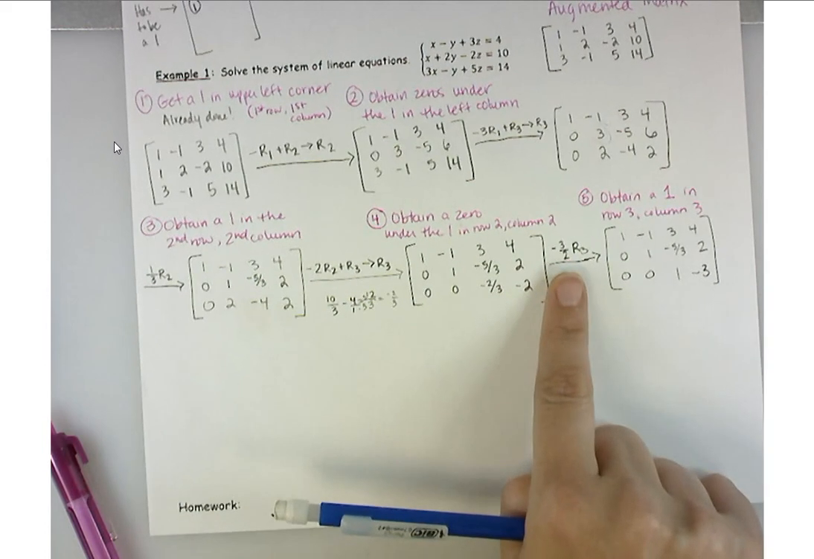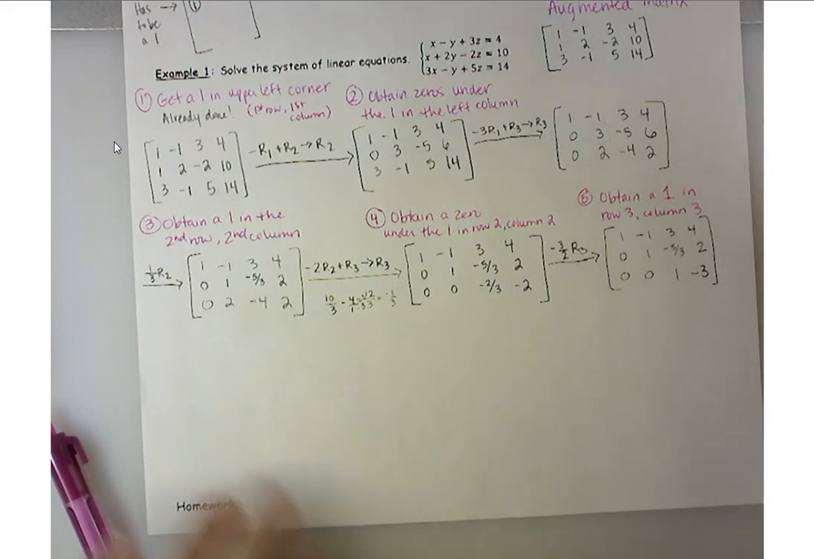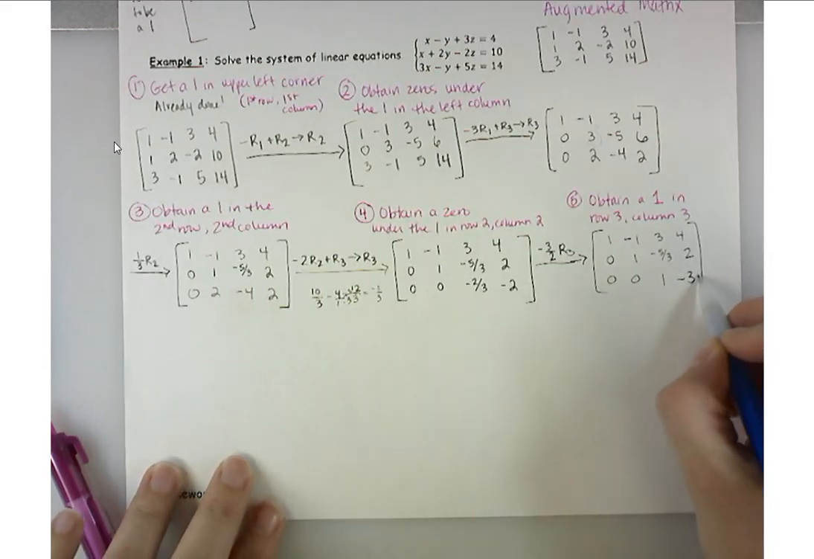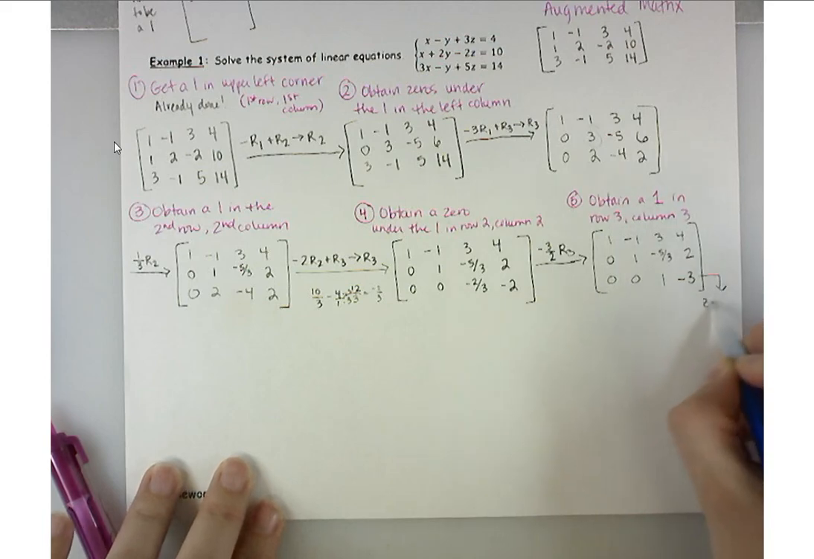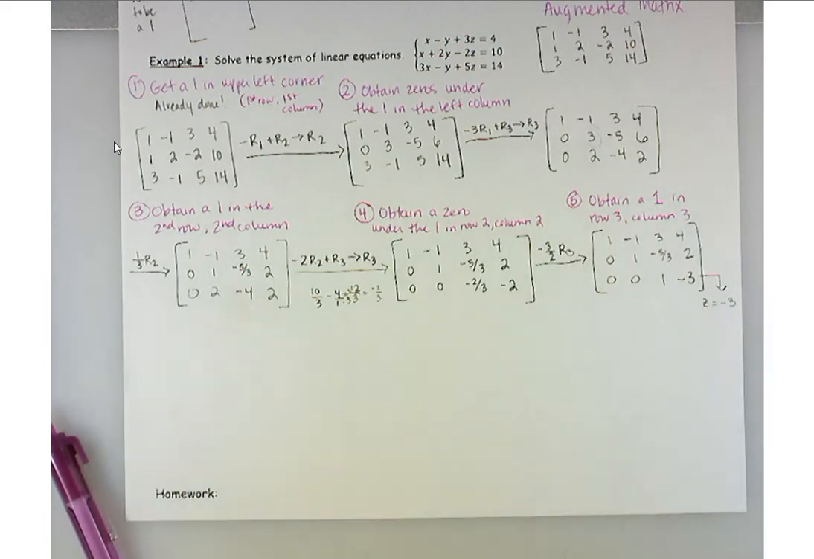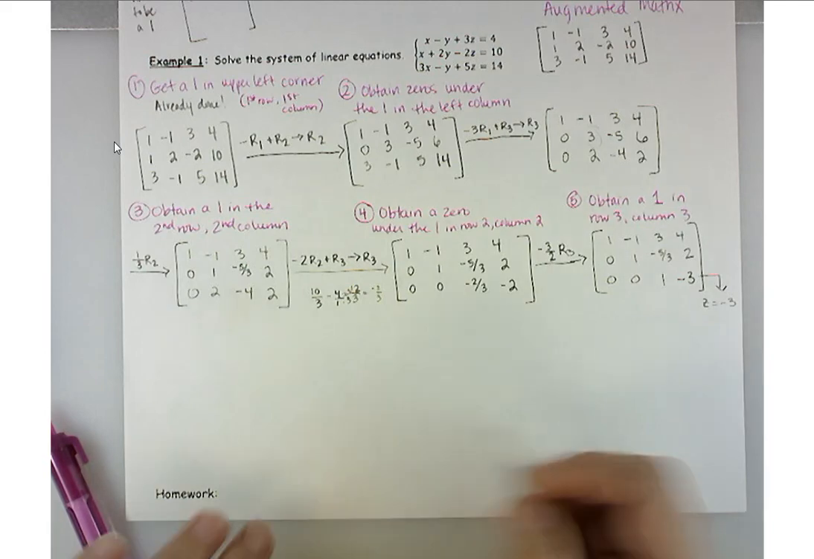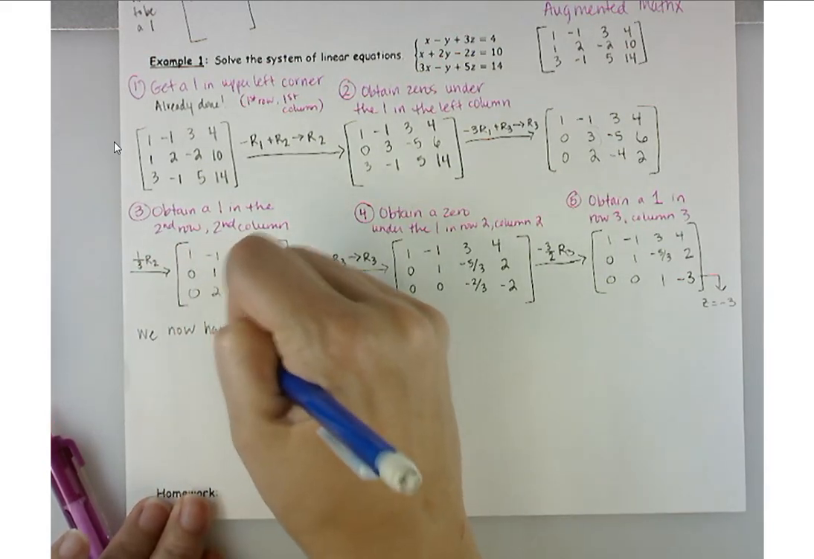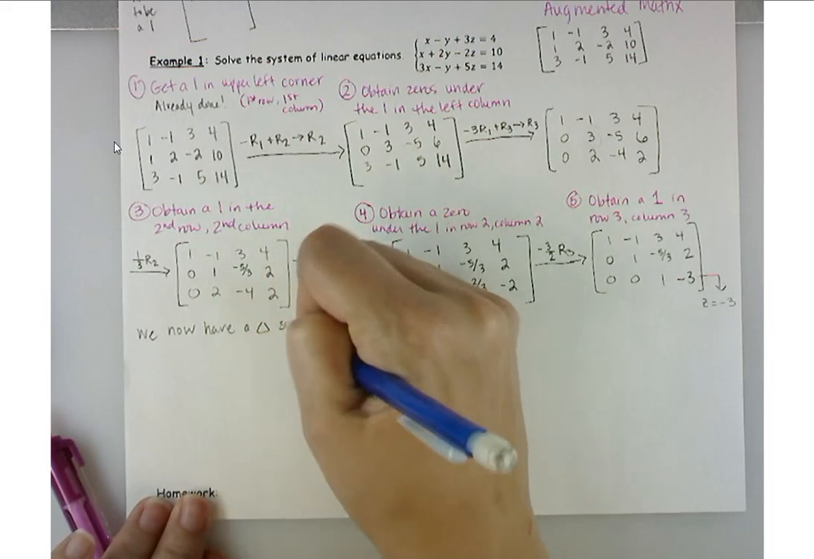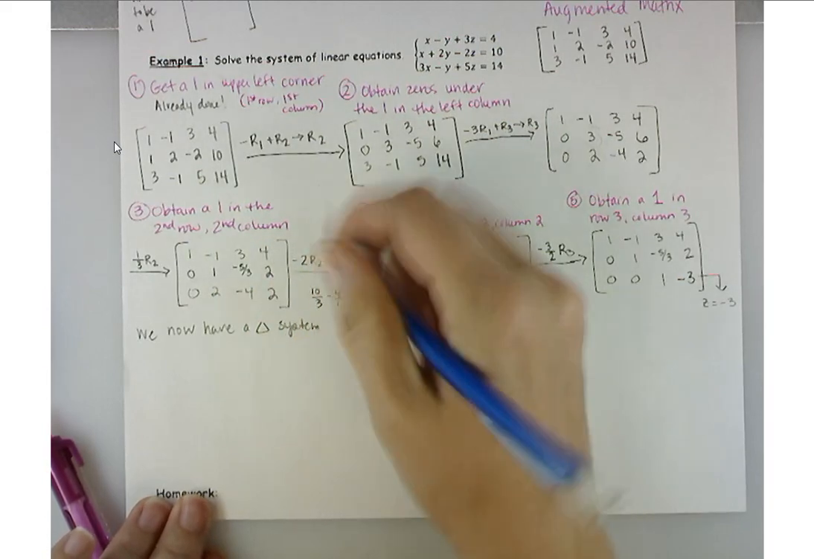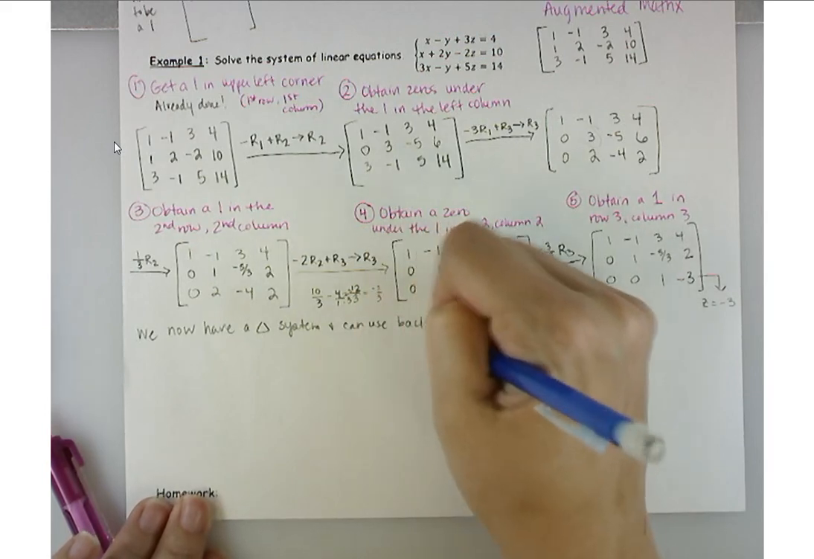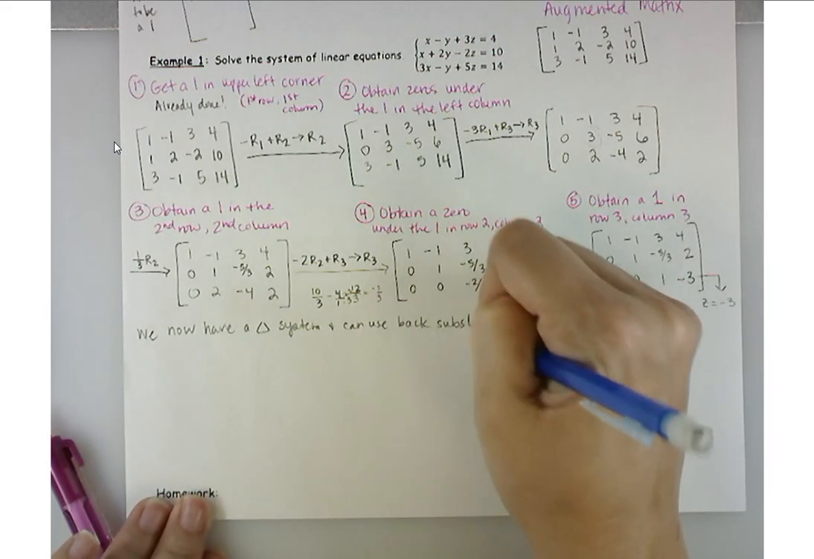Okay, so now what we have is a triangular system. What does this mean here at the bottom? Good, z equals negative 3. Okay, that's what that means. So we now have a triangular system, and can use back substitution.